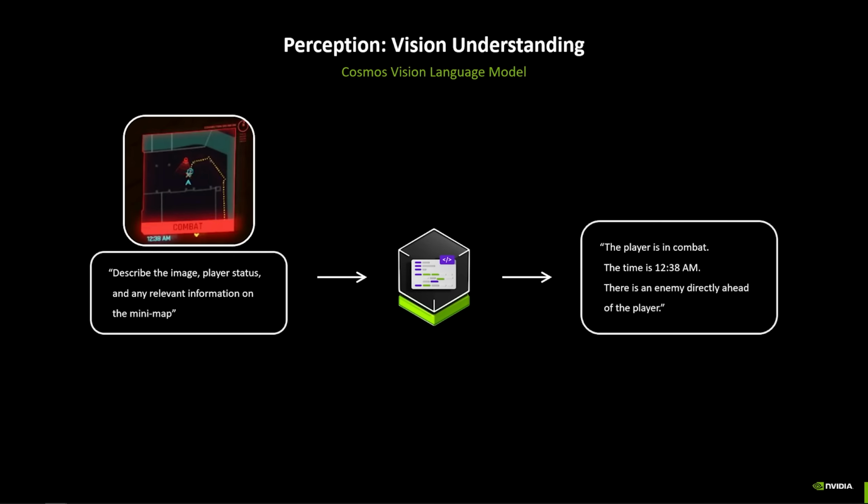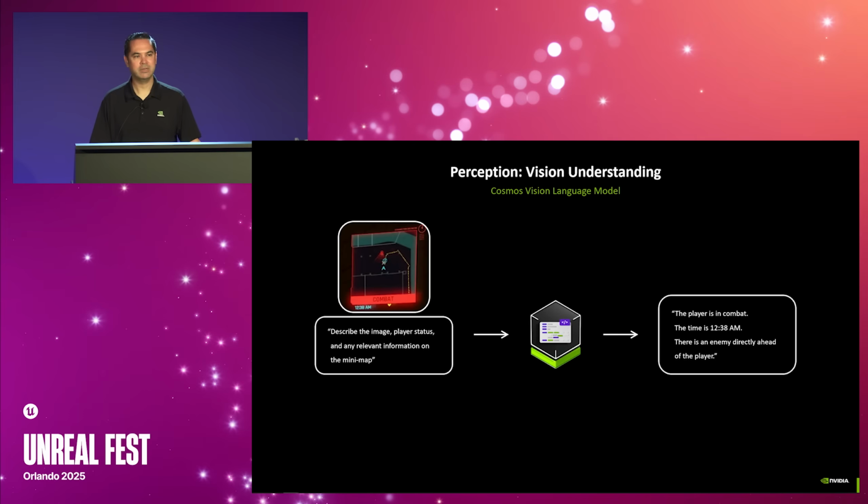Players in combat, time is 12:38. There's an enemy directly ahead of the player, right? So we can use different scenarios because we understand from talking to multiple developers, game state may not always be available, especially from the perspective of different players on the screen. So if you can feed in a text prompt, maybe a vision from their perspective, these vision language models can help you understand and basically describe what's given to them. So very powerful. Again, this is running on device, in process, through our ACE models here.